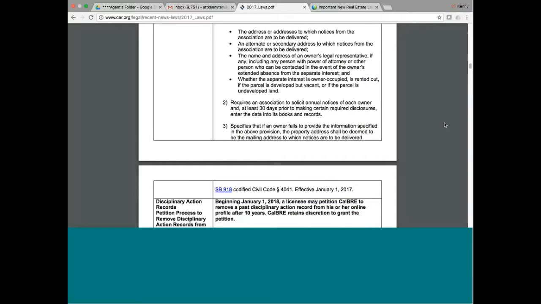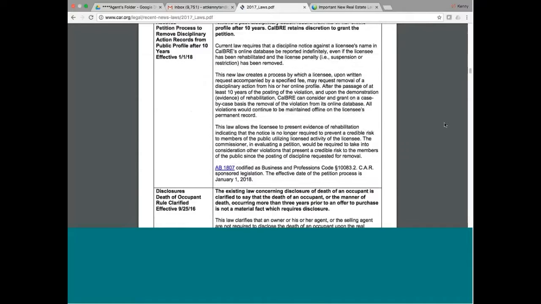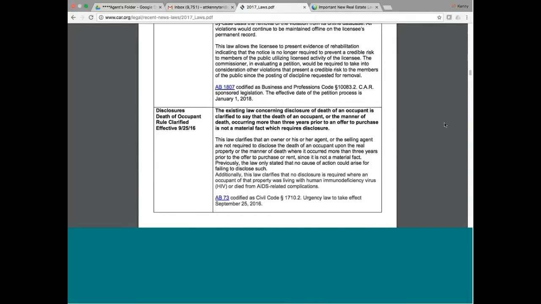All right, next. I'm sure you guys are familiar with this next one. It says disclosures, death of occupant, rule clarified. It says the existing law concerning disclosure, death of an occupant is clarified to say that death of an occupant or the manner of death occurring more than 3 years prior to an offer to purchase is not a material fact which requires disclosure. All right, here's the scenario.